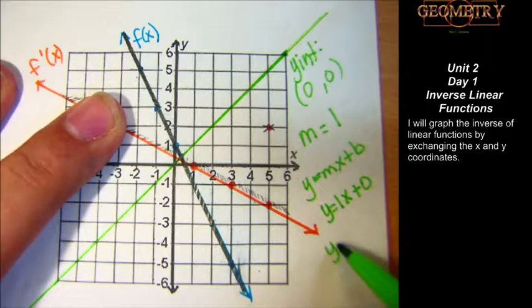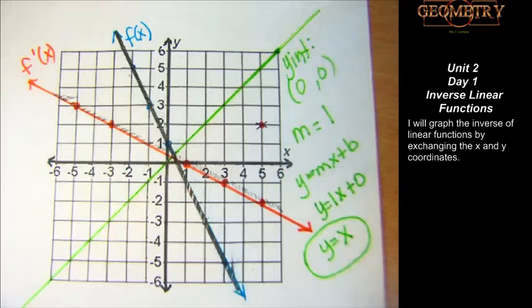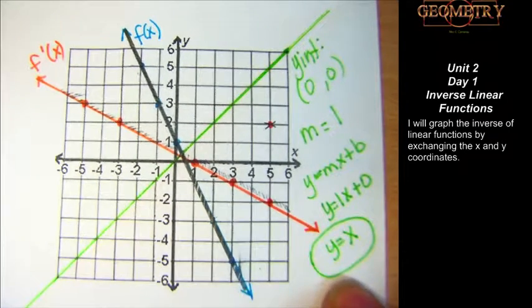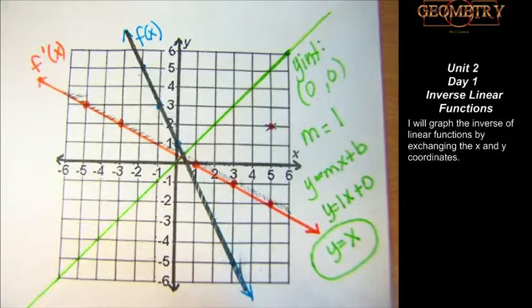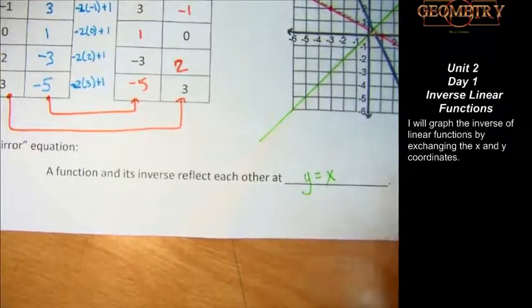Do I need to write the 1? Do I need to write the 0? So y = x is the equation of the line that inverses reflect in. And that's the answer for the mirror equation at the very bottom of the page. A function and its inverse reflect each other at y = x. Because that's our line of reflection. That is it. That is all I had for you today.